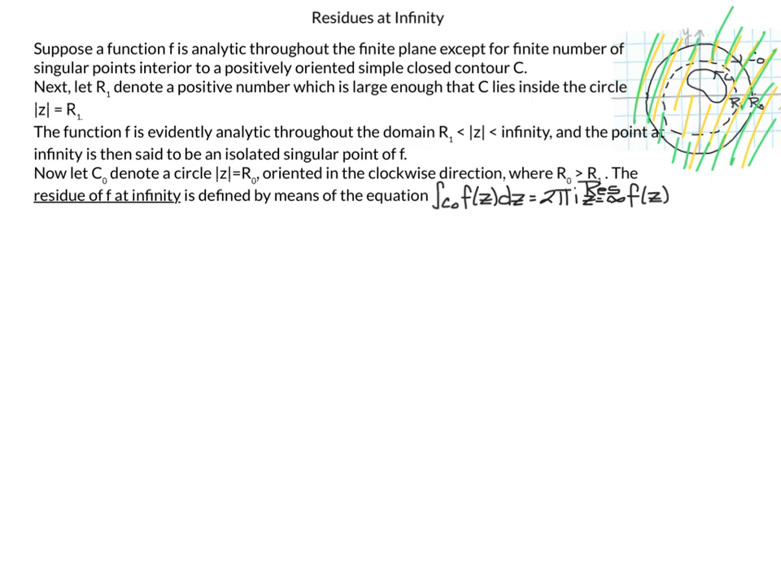Now we let C0 denote a circle of radius R0, and that's out here, oriented in the clockwise direction where R0 is greater than R1. Then the residue at infinity is defined by means of the equation: the integral over C0 of f of z dz is equal to 2 pi i times the residue at z equals infinity of f of z.